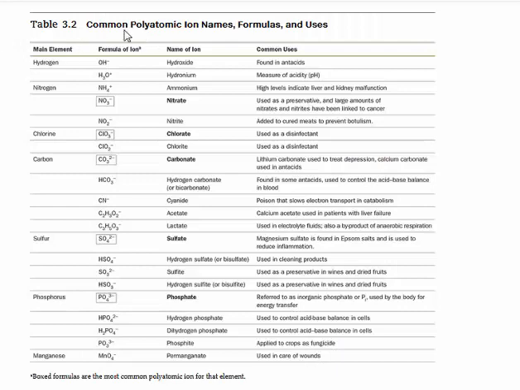So the list of common polyatomic ions is found in Chapter 3, Table 3.2, and you can refer to those formulas and names to determine the formulas and names of the relevant or related acid formed from the anions.